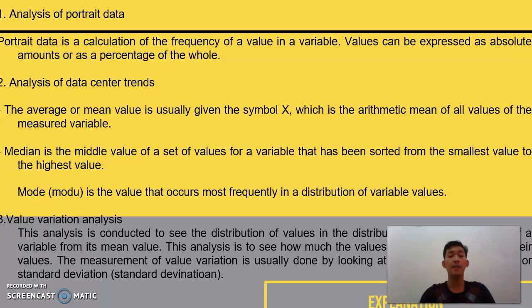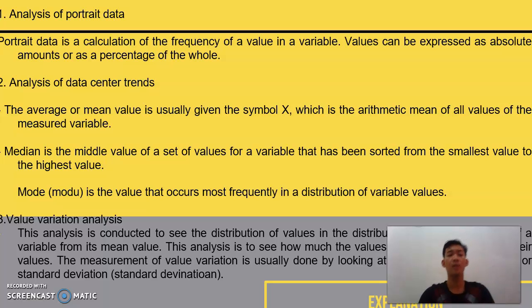The analysis of data central tendency also includes the median. What is the median? The median is the middle value of a set of values for a variable that has been sorted from the smallest value to the highest value. It makes it easier for researchers to get the middle value.